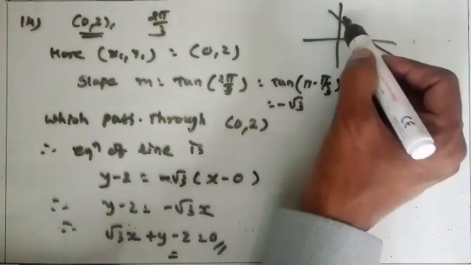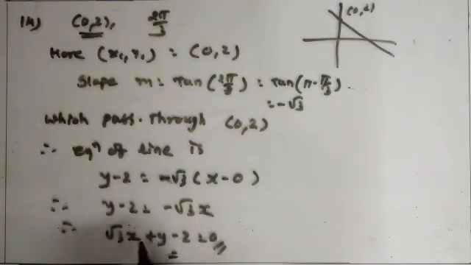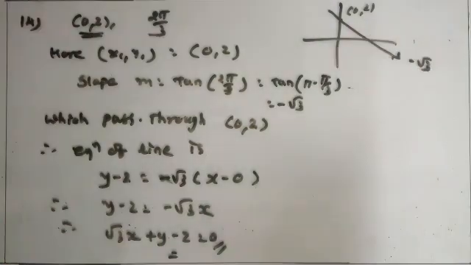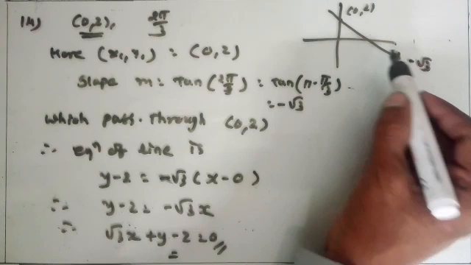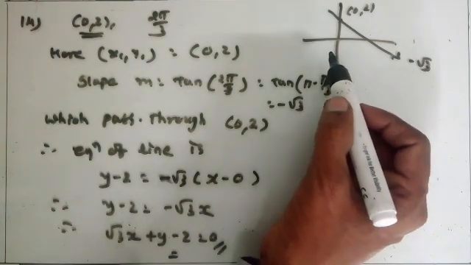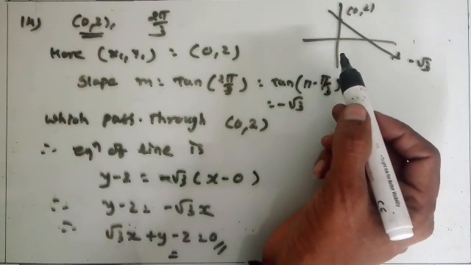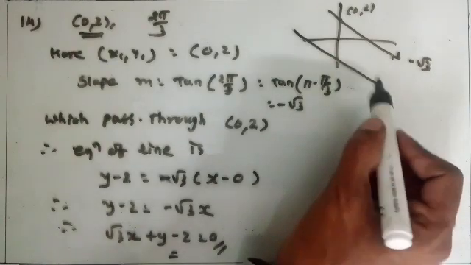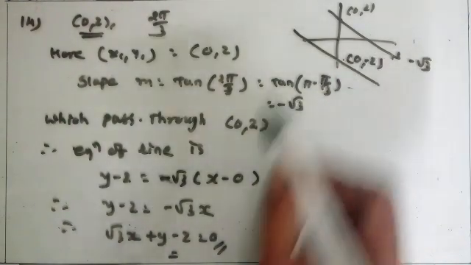So this type of line we have, which is the given line, root 3x plus y minus 2, with a slope of minus root 3. Now the next required line is parallel to this line and crosses the y-axis at a distance of 2 units below the origin. This distance is 2, that is, it passes through (0, minus 2). Clear?